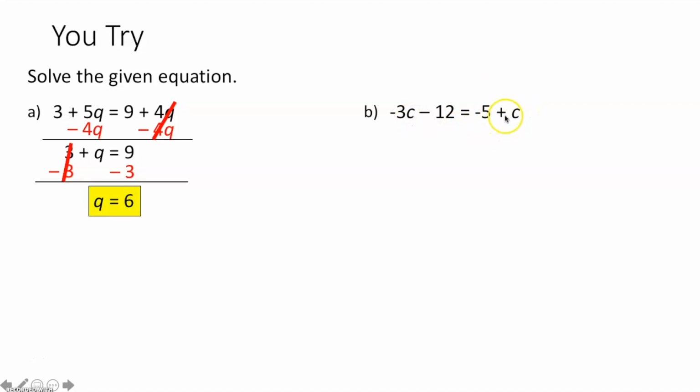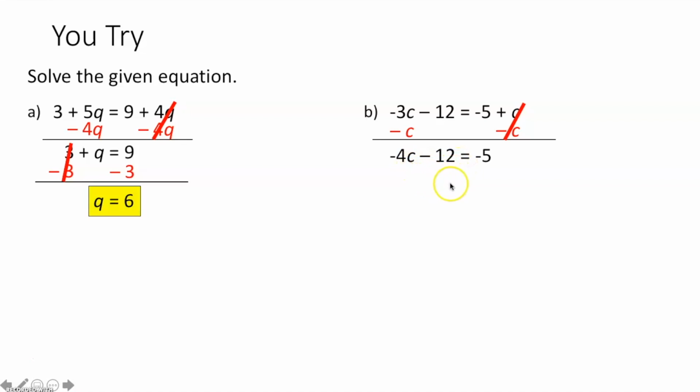How do I do that? Since it's plus C, I do the opposite, the inverse. I subtract C from both sides of the equation. The positive C and the negative C are going to cancel each other out. Over here, negative 3C minus C is the same thing as negative 3C plus negative C. So negative 4C. Now I have my variables on the left. So step 2 is done.